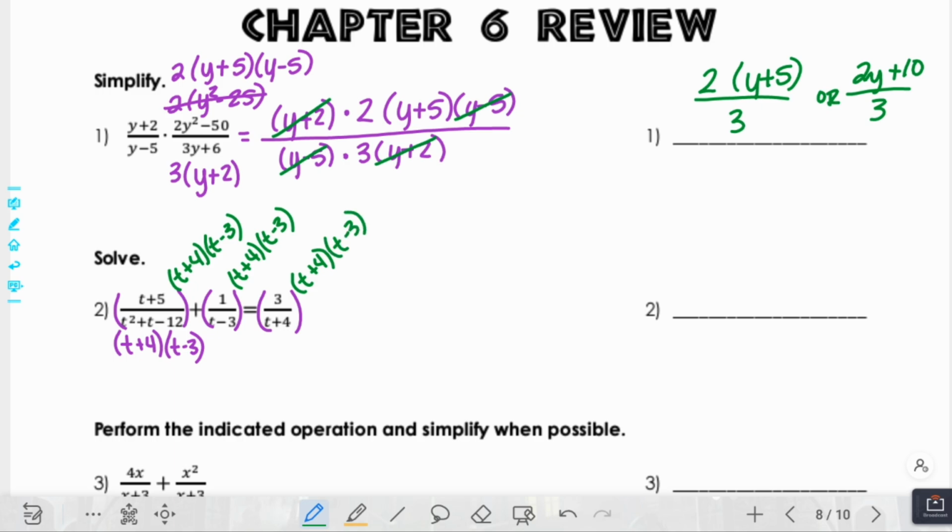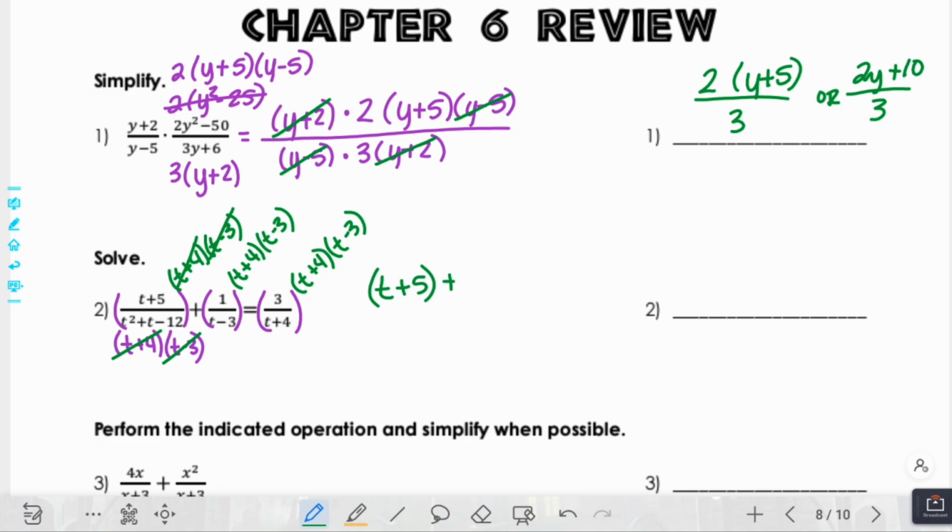When I look at my very first fraction, my t plus 5 over the t squared plus t minus 12, I see that I have a t plus 4 here in the numerator in green and a t plus 4 in my denominator. I have a t minus 3 in my numerator in green and a t minus 3 in my denominator. So this first part of my fraction ends up being t plus 5, and that's all I have left. Then I have my plus sign.